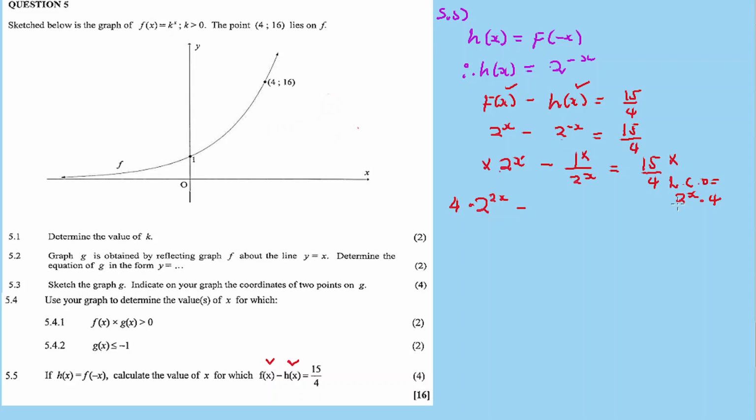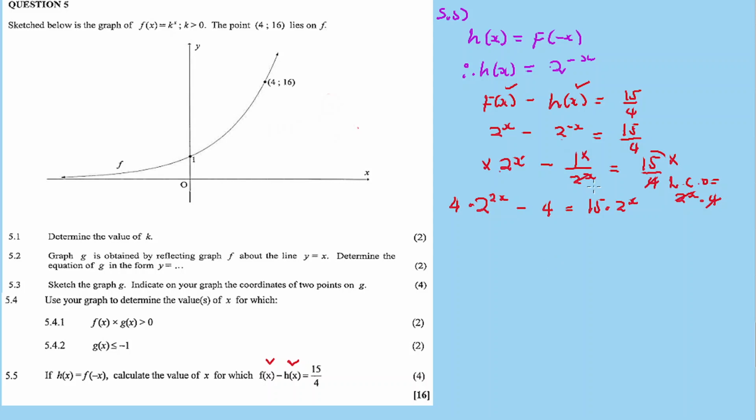Minus, taking the LCD and multiplying it by 1 over 2 raised to exponent x, the 2 raised to exponent x cancels, and we remain with 4. Equal to, and on the other side the 4 cancels, and we remain with 15 and 2 raised to exponent x, so it's going to be 15 times 2 raised to exponent x.